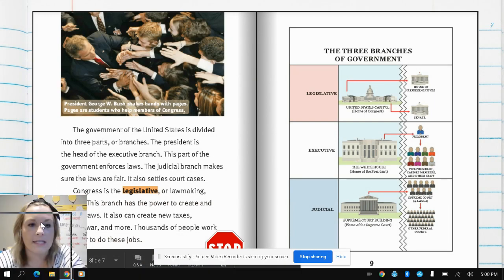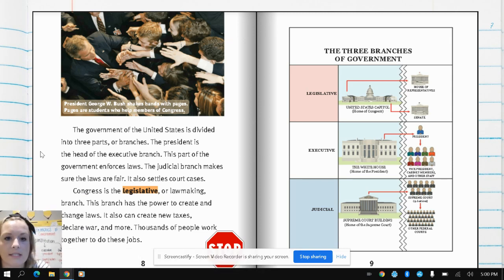The government of the United States is divided into three parts or branches. The president is the head of the executive branch, and I'm going to kind of correlate it over here. So, this is one of our branches, and we can see the White House and the president. This part of the government enforces laws.